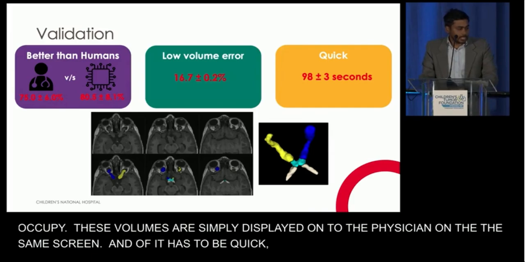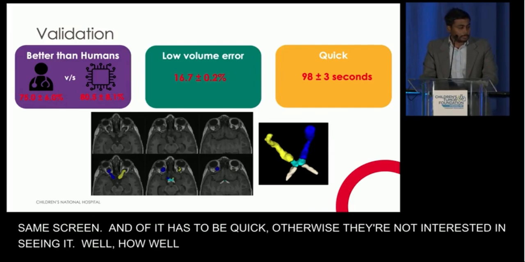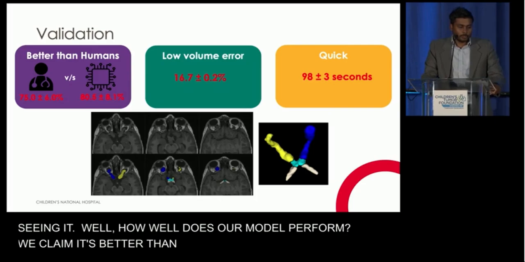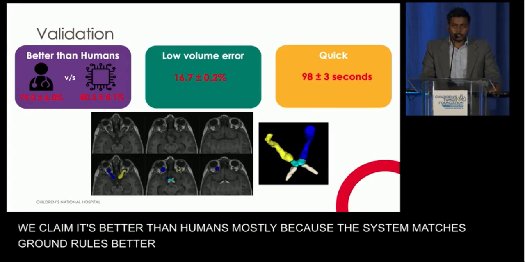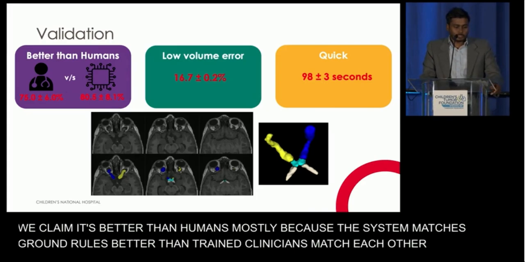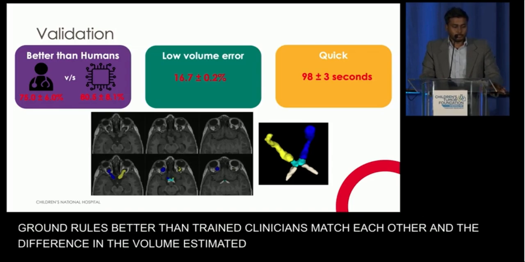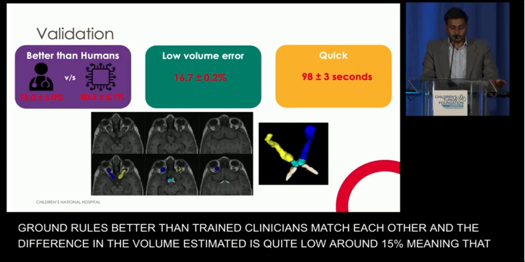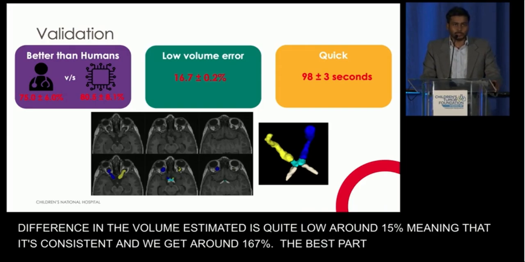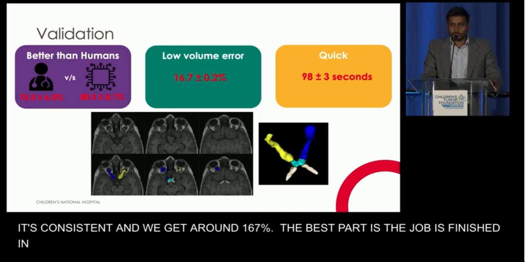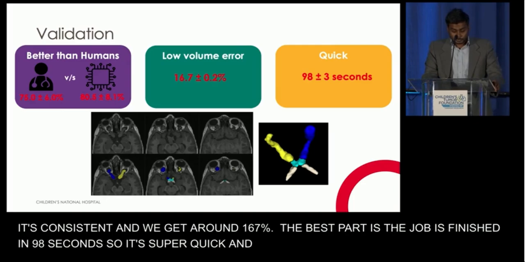Well, how well does our model perform? So we claim that it's better than humans, mostly because our system matches the expert ground truths more accurately than trained clinicians match each other. Also, the difference in the volume estimated is quite low, around 16.7%, meaning that it's consistent. And the best part is the job is finished in 98 seconds, so it's super quick and much faster compared to manual workflows.